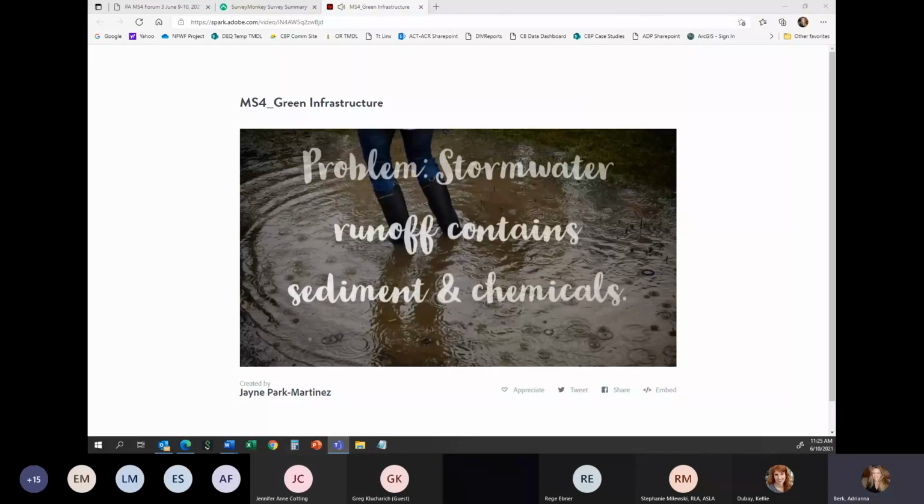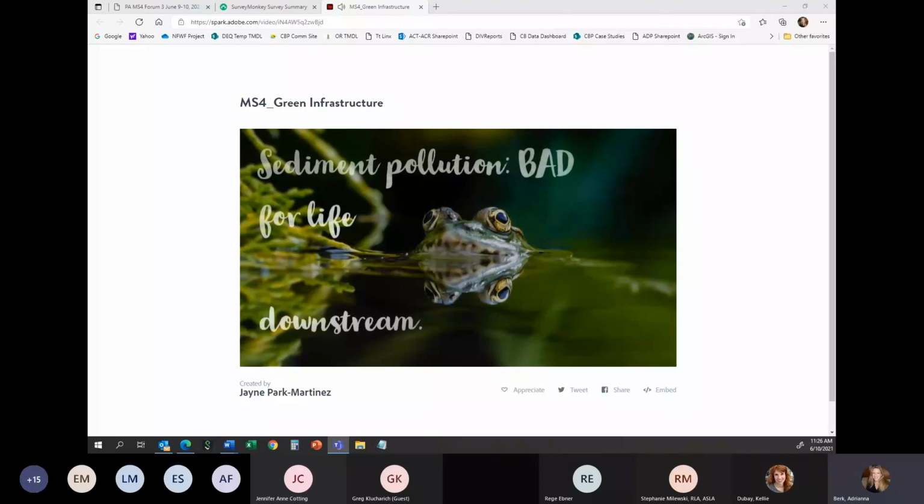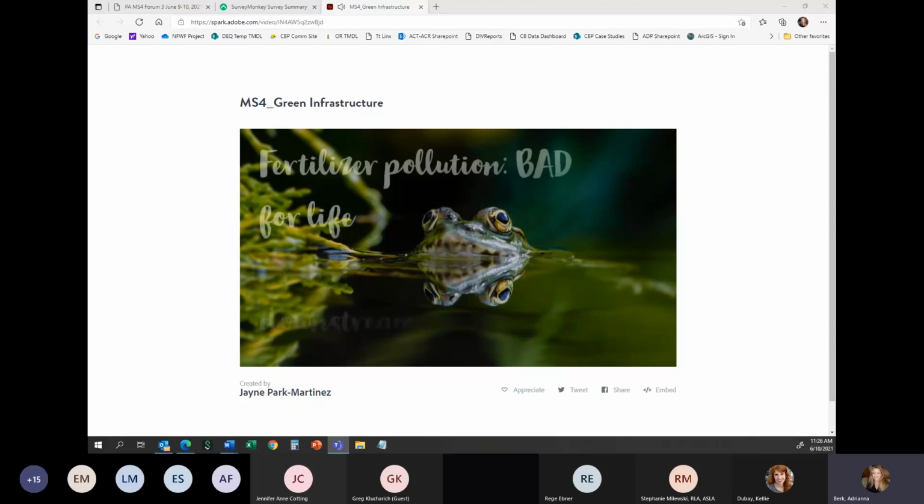Problem: stormwater runoff contains sediment from erosion and chemicals that wash off plants and soil, like fertilizers and pesticides. Sediment makes water cloudy and reduces light infiltration. This results in less growth for aquatic plants and algae, which are the base of the aquatic food chain. Fertilizer can cause eutrophication, resulting in too much algae. Algae that grow in eutrophic waters are not eaten by invertebrates.